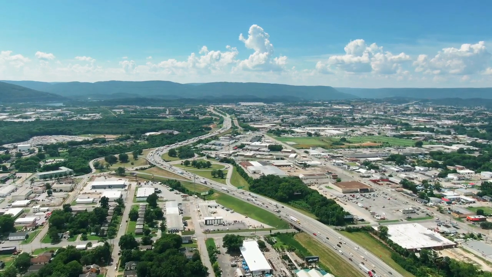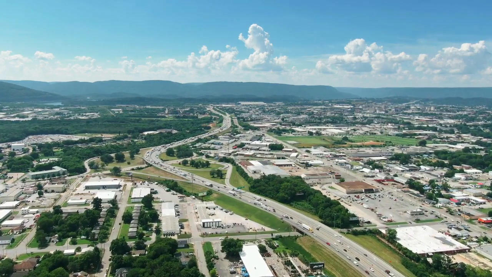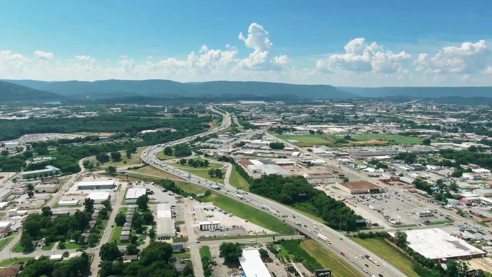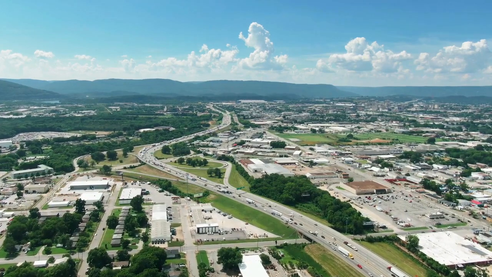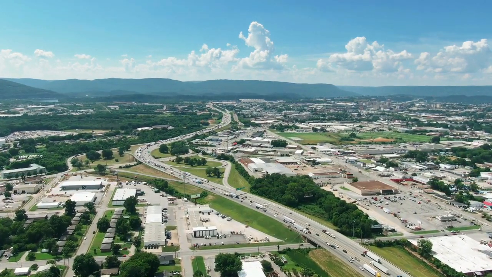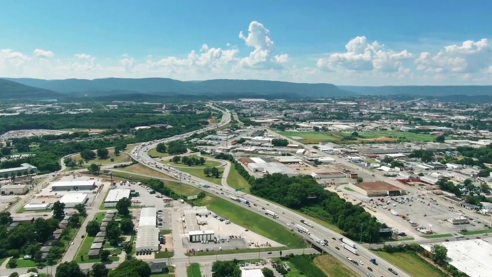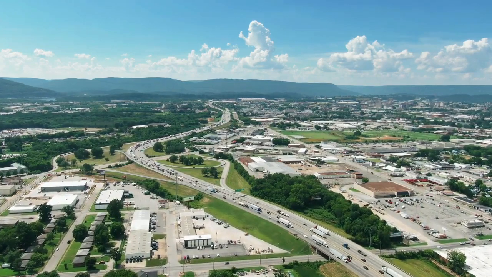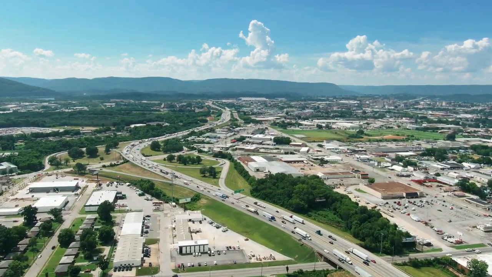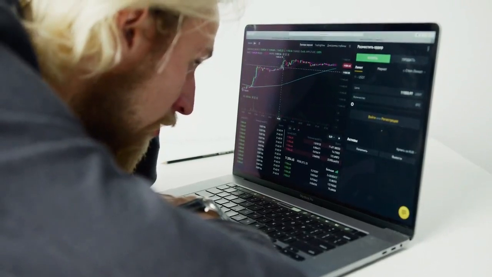Once you've opened a brokerage account, it's important to choose the securities you want to trade. This can include stocks, options, futures, and Forex. Each type of security has its own risks and rewards, so it's important to do your research before investing.